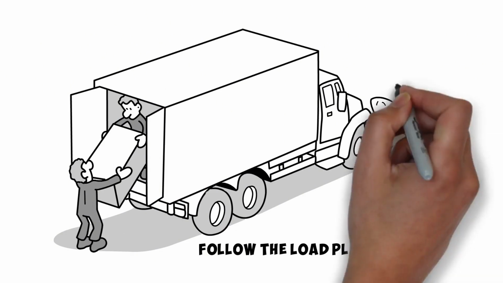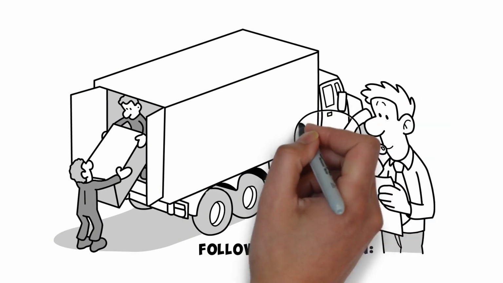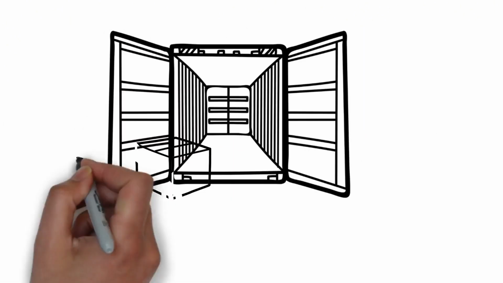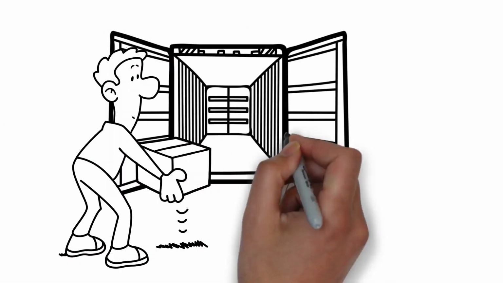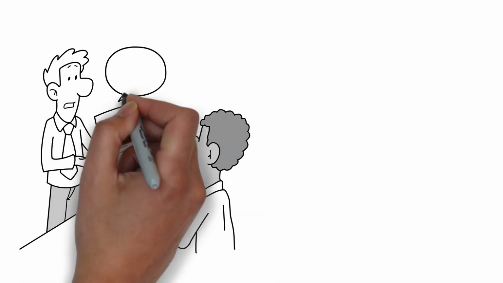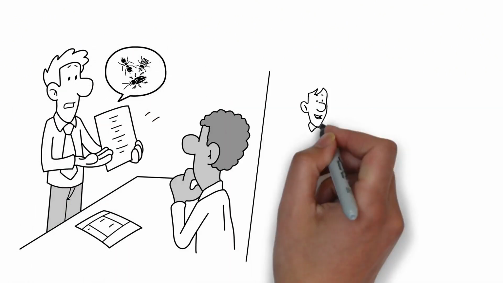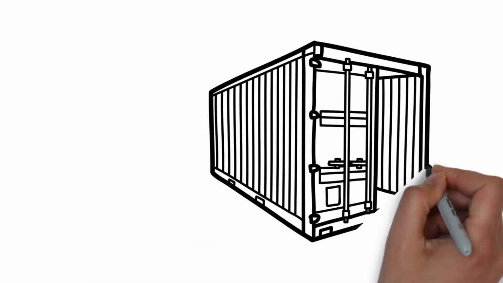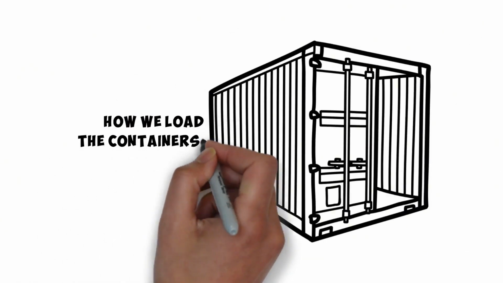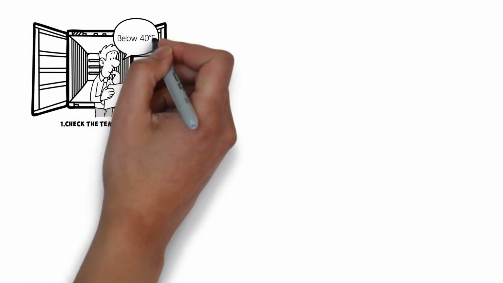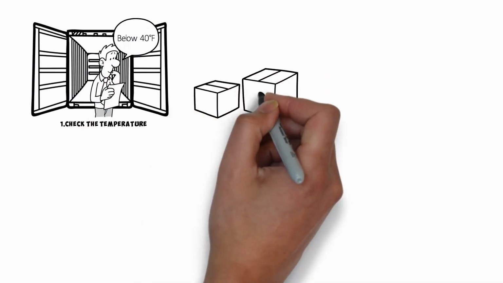Follow the load plan. The load plan ensures we place products in the best way for delivery and quality assurance. When loading, you must never deviate from this pre-designed plan because it may adversely affect the outcome of our delivery process. If any problems arise during the loading process, or you identify a load plan inconsistency, inform your supervisor for directions. Now, let's talk about how we load the containers. Check the temperature. Make sure the container is below 40 degrees Fahrenheit before loading.